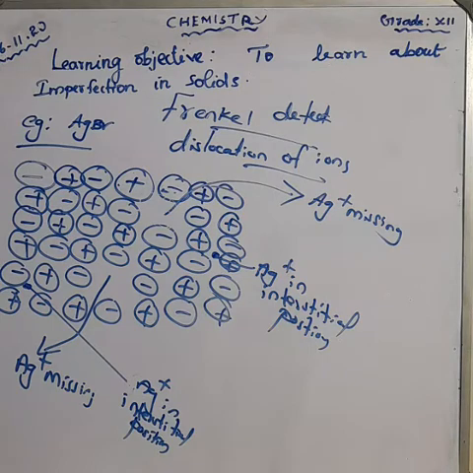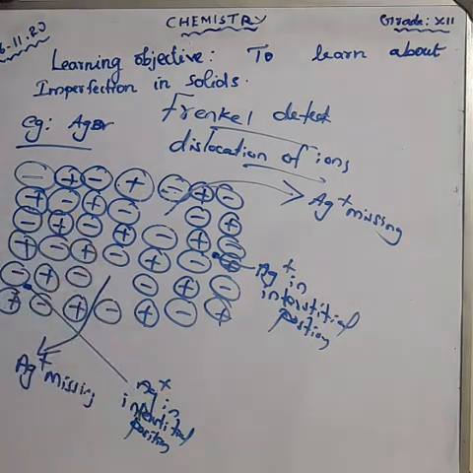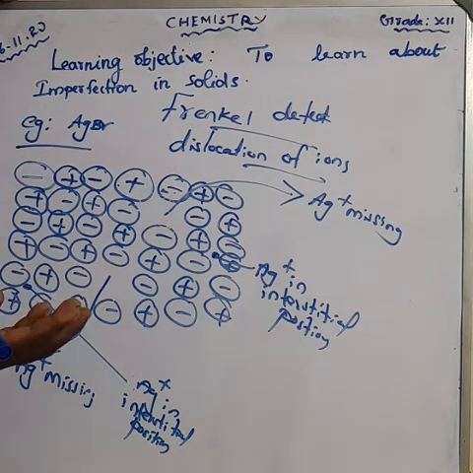What do you understand about the Schottky and Frenkel defects? Schottky defect arises where? It arises from the missing of one cation and one anion, and the size is almost similar. What's an example? Sodium chloride. Sodium and chloride sizes are almost similar.